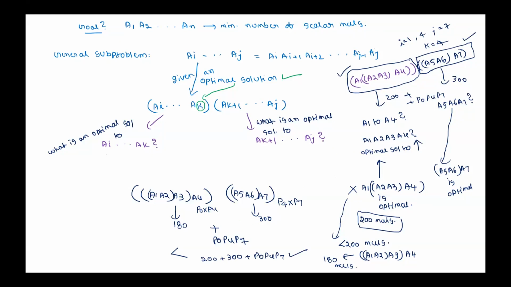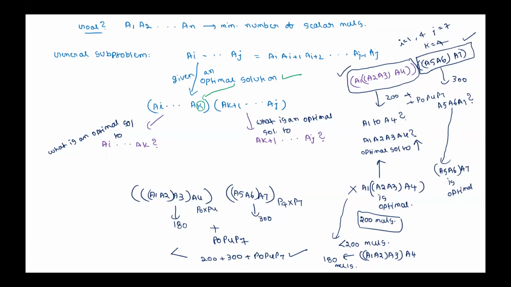We have got a contradiction to our assumption that this is the optimal way for A1 to A7. Why has this contradiction come? Due to our assumption that the given way for A1 to A4 is not optimal. Hence, our assumption is wrong. Whatever procedure is followed to find the product A1 to A4 in the original problem, the same thing is the optimal way of finding the product A1 to A4. That means a subproblem solution is contained within the solution to the original problem. Is that correct?